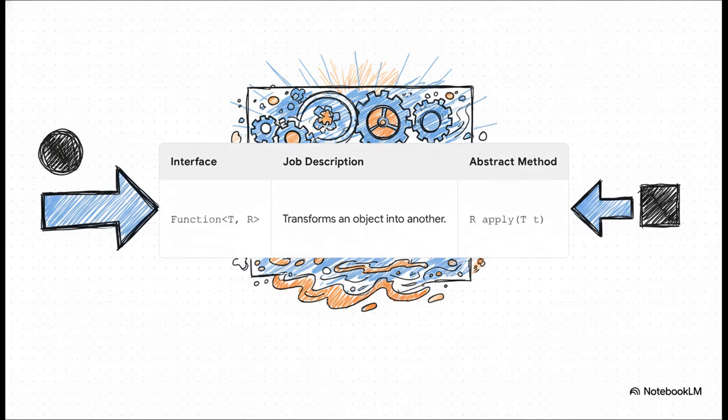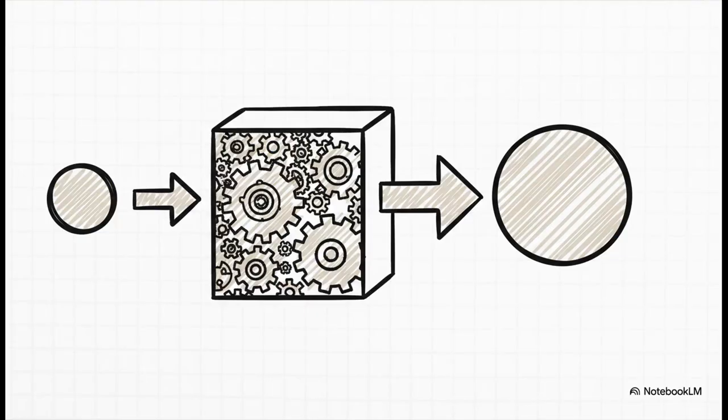Okay, next is the function. Think of this as your transformation tool. It takes something in and returns something new. Like this one. It just takes a number and, well, doubles it. Turns one integer into another.